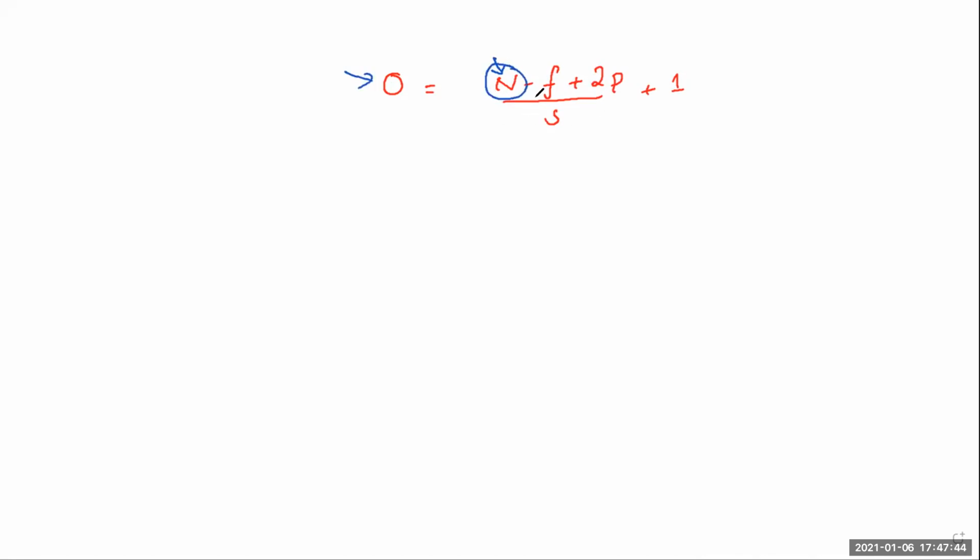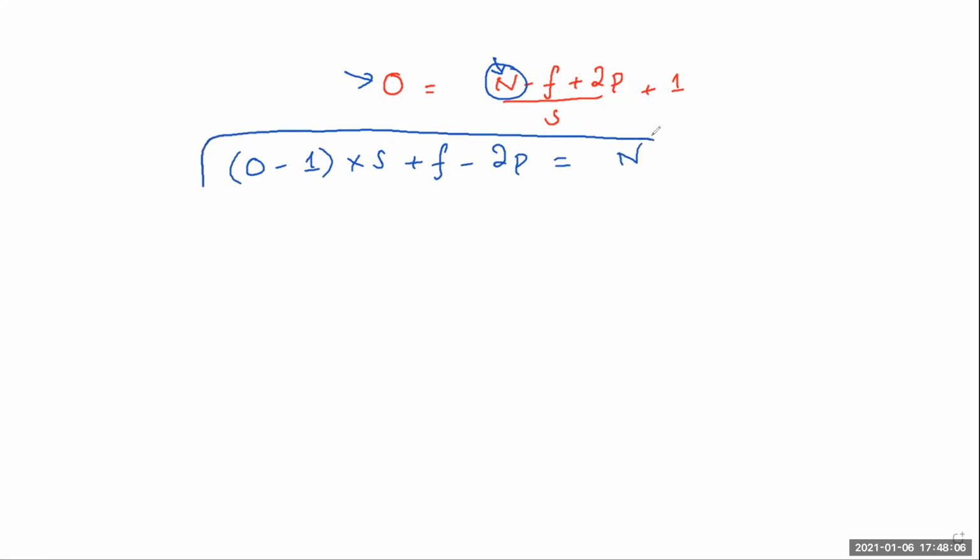So you can simply rearrange this. If you know O, what would be the value of n? It would become (O - 1) * S + F - 2P, and this is your n. So we have simply rearranged this expression. Previously, we knew n and we were computing O. Now we know O and we are computing n because we are going in the reverse direction.